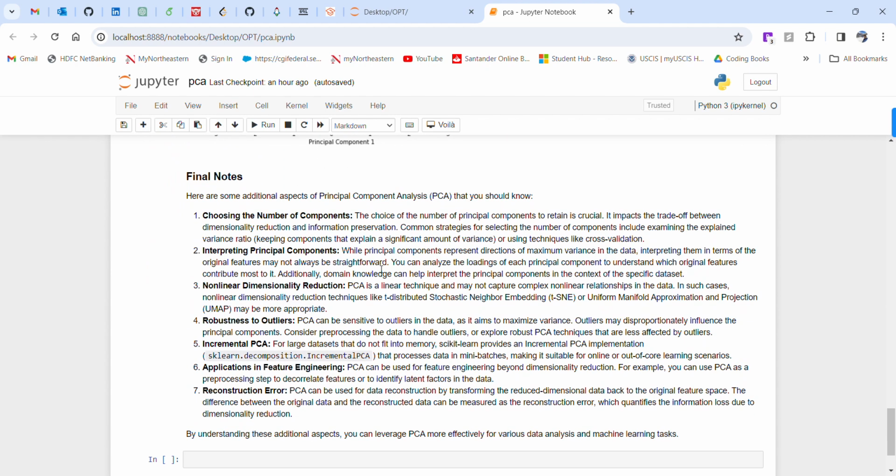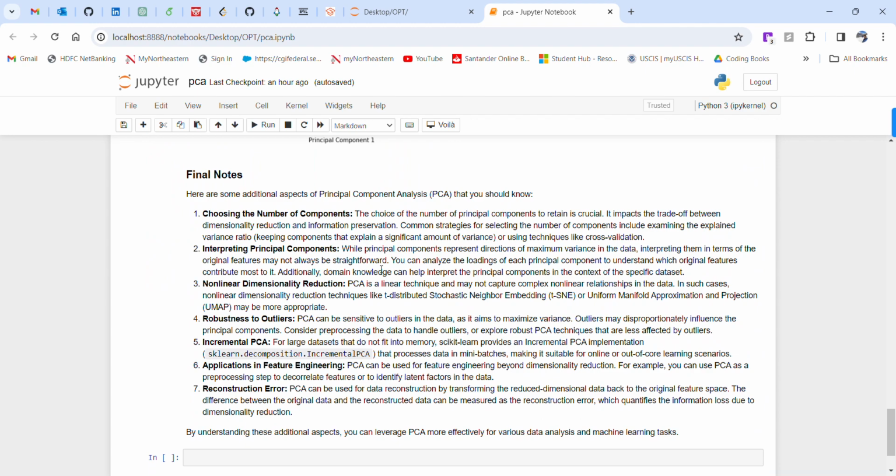Finally, some notes. It is important that you select a good value for the number of components. It impacts the trade-off between dimensionality reduction and information preservation. For nonlinear dimensionality reduction, you can use kernel PCA, t-SNE, or UMAP. If you have a large data set which does not fit into memory, you can also use incremental PCA, which basically does mini batch PCA. Finally, another term which is important to know is the reconstruction error, which is the difference between the original data and the reconstructed data, and it basically helps you quantify the information loss.